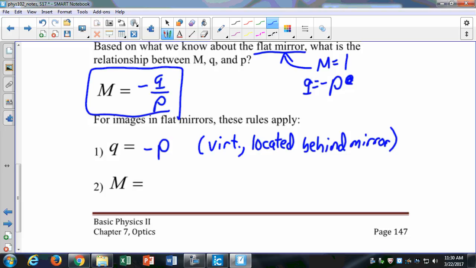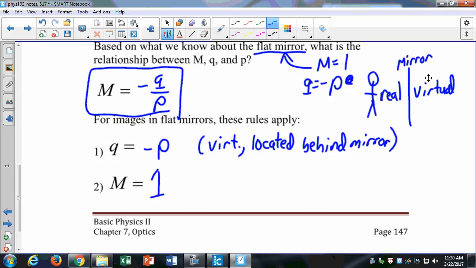What was I saying? Oh, the space behind the mirror. This is the mirror, right here. This is sort of where you stand. I like to call this the real space. But like in Poltergeist, where all those creepy people were living, that's the virtual space. So the back side of the mirror is the virtual space, and the front side of the mirror is the real space. Also for flat mirrors, the magnification is equal to 1. The image is the same size as the object, and it's upright.